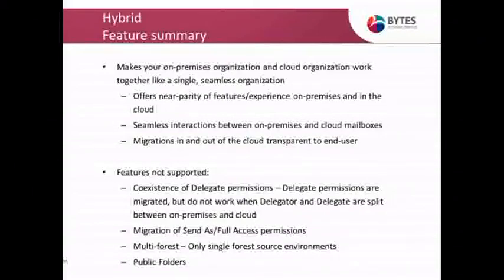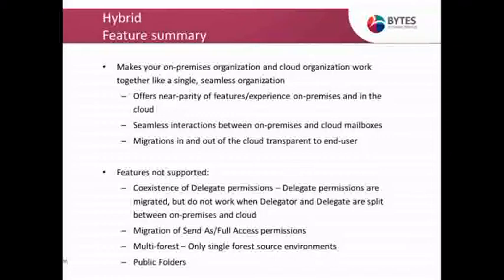So the feature set summary makes your on-premise organization and cloud work together in a seamless organization. Near parity of features. I mean, it's not perfect. There are a couple of little bits and pieces which we'll look at. Features not supported, but typically you get most of what you need. Seamless interactions between on-premise and cloud, as we've said, and migrations in and out of cloud, which is again something you don't get with other cloud providers. It's very difficult to actually offboard, and if you're going to put people in the cloud, you also want to know that you can pull them out at a later point in time as things change in your business.